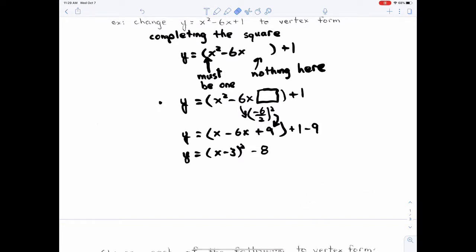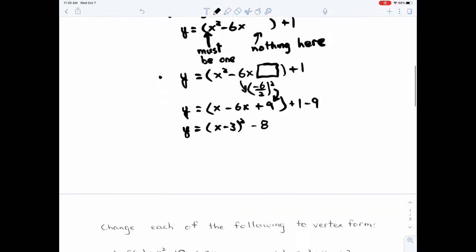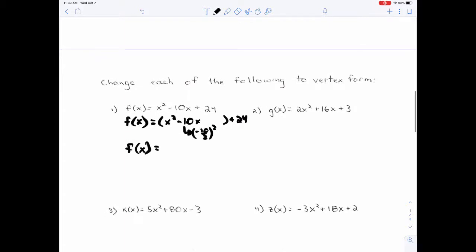But notice here, what I'm trying to do is make this thing in parentheses a perfect square. So I have to add 9, and I don't want to add 9 to the side with the y because I want to keep the side with the y as y, okay? So I'm going to subtract 9 at the same time, and then just combine. Okay, let's do another one. Okay, so again, I separate the 24 from the rest of it. I take the negative 10, cut it in half, and square it. That gives me 25.